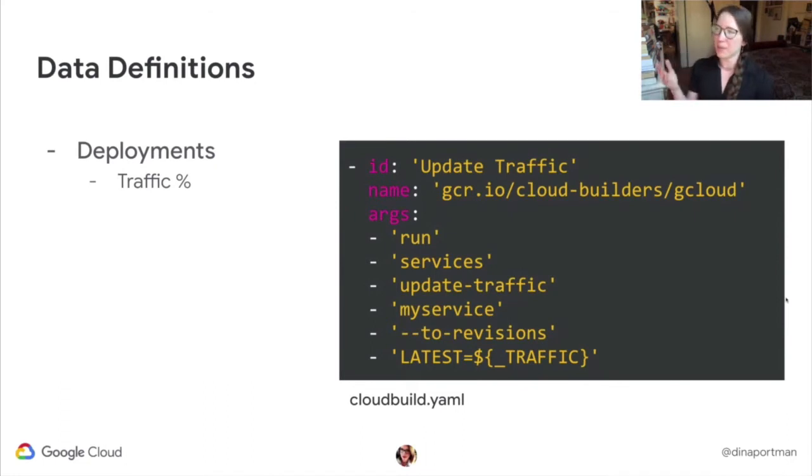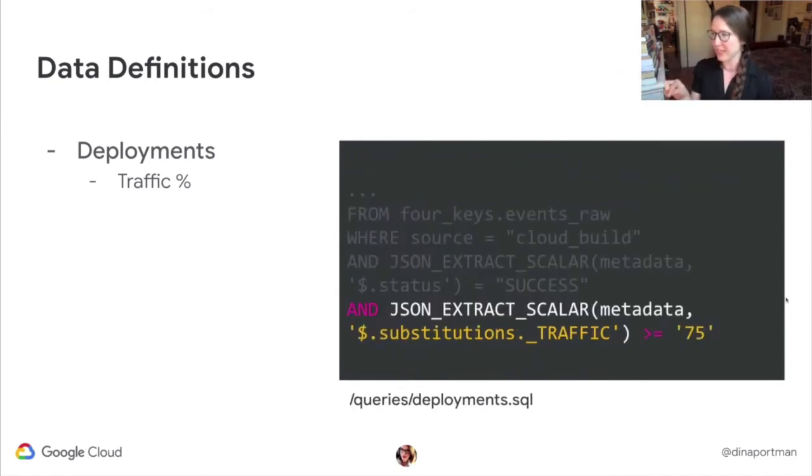In this example, I am controlling my rollouts with Cloud Build, and I'm using a variable for traffic. Every time this runs, it is going to post an event to the event handler. In the body of the pub/sub message, it will have the variable for traffic. I'm going to dig into that metadata, which is the entire body of the message, extract the field that I care about and filter based on that. So in this example, I am only looking at deployments where the traffic is greater than 75%. You do that by editing that deployments.sql table that is in the source of Four Keys.